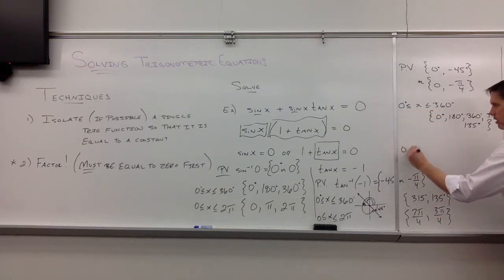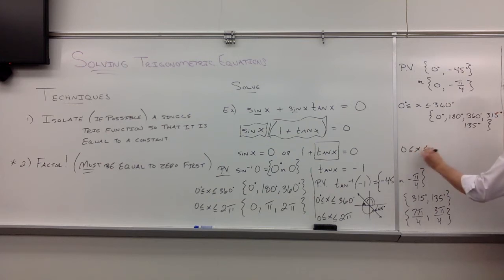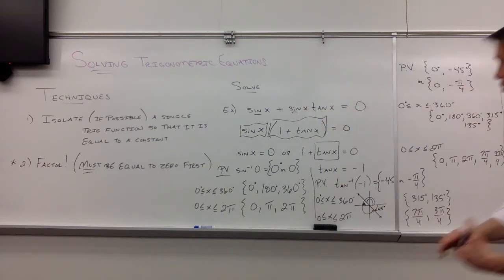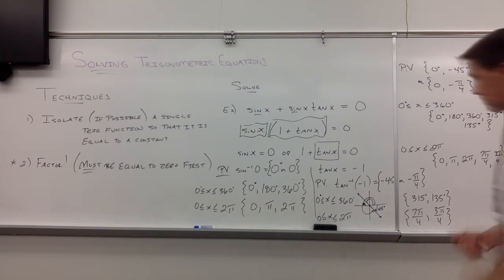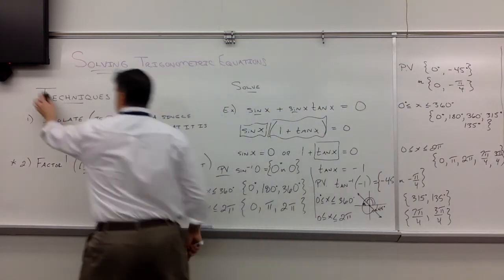And of course, what if they say 0 to 2 pi? Well, then you say, okay, we've got 0 radians, we've got pi radians, we've got 2 pi. 315 is 7 pi/4, and 135 is, should be able to fit that in, 3 pi/4 right at the edge. And thus we have solved our first one where we had to legitimately factor. All right, try a second.